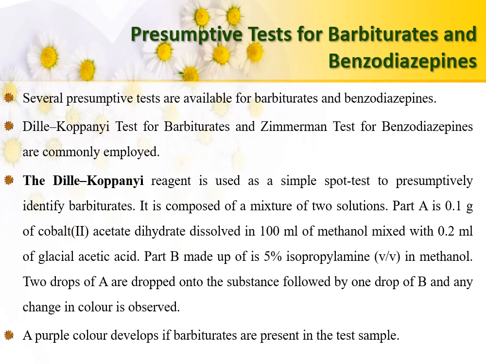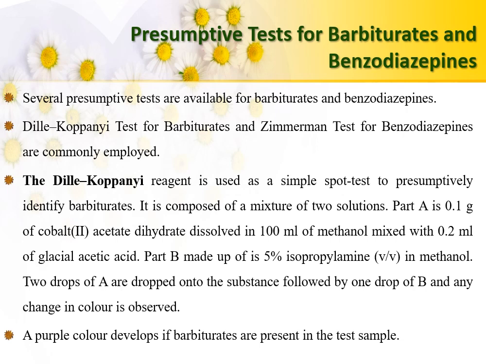Several presumptive tests are available for barbiturates and benzodiazepines. The Dille-Koppanyi test for barbiturates and the Zimmermann test for benzodiazepines are commonly employed. The test for barbiturates is used as a simple spot test to identify them from the sample. This test is composed of a mixture of two solutions. Part A is 0.1 gram of cobalt acetate dihydrate dissolved in 100 ml of methanol mixed with 0.2 ml of glacial acetic acid, and part B, the second solution, is 5% isopropylamine in methanol.